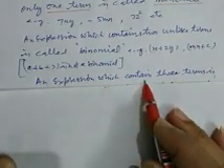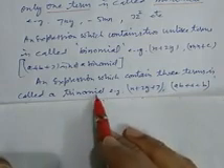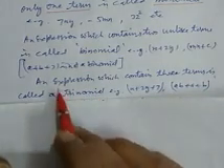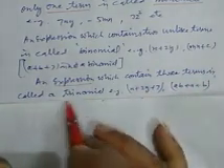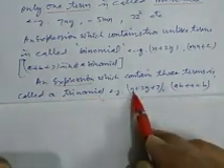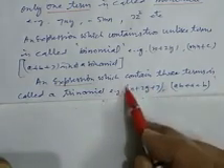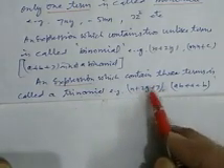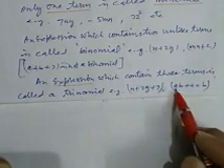Now, an expression which contains 3 terms is called a trinomial. Any expression which contains 3 terms is called a trinomial. For example, x plus 2y plus 7. Here there are 3 terms, so it is a trinomial. ab plus a plus b. Here there are 3 terms, so it is also a trinomial.